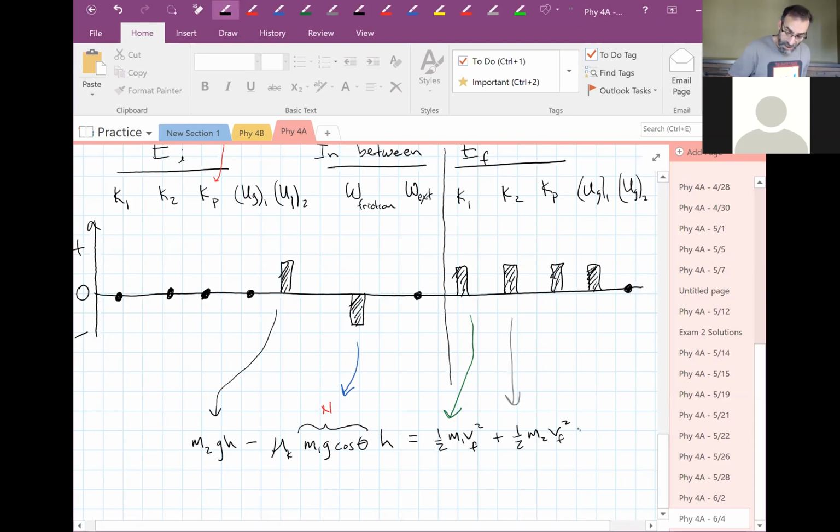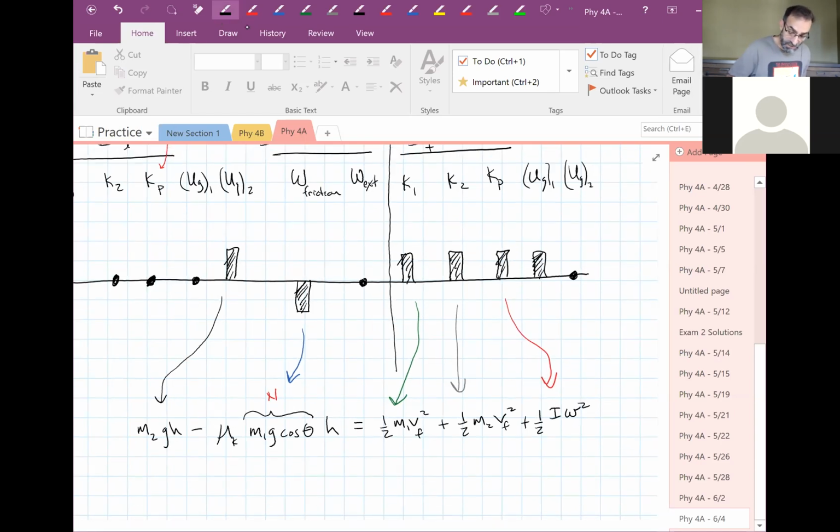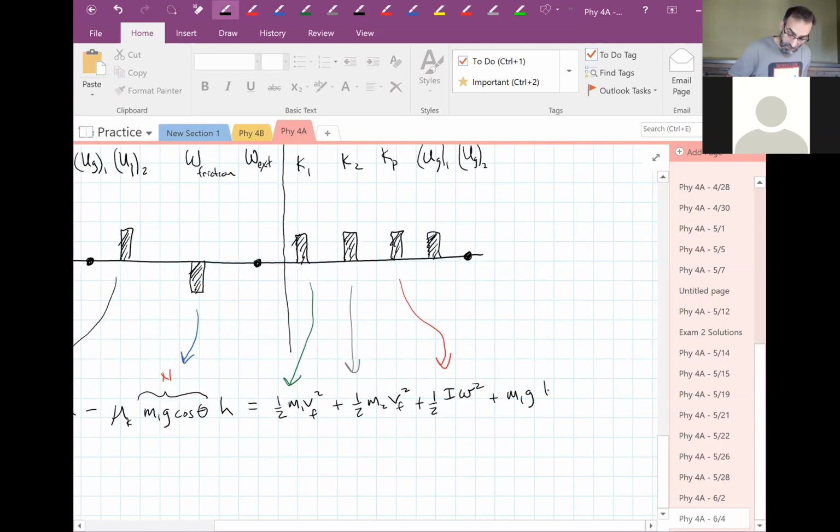And now I have my rotational kinetic energy, 1/2 I omega squared. And I'm missing one, I'm missing gravitational energy for block 1. And it goes a distance up the incline of h. So it's gone up in height, h sine theta.